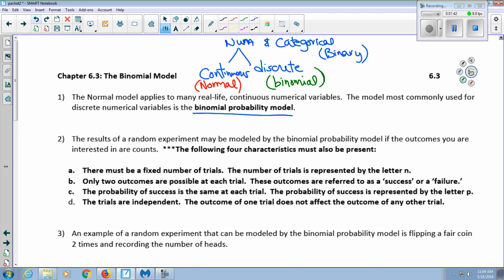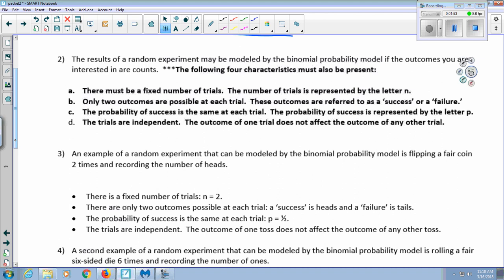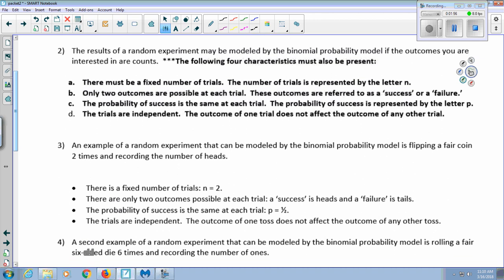Again, an emphasis on how important it is to correctly identify what type of variable you're working with. We're working with numerical variables that are discrete. The results of a random experiment may be modeled by the binomial probability model if the outcomes you are interested in are counts. That's going to clue us in that if we're doing counts, we're going to be using the binomial model. How many heads did we see? Something like that when I'm talking about counts.